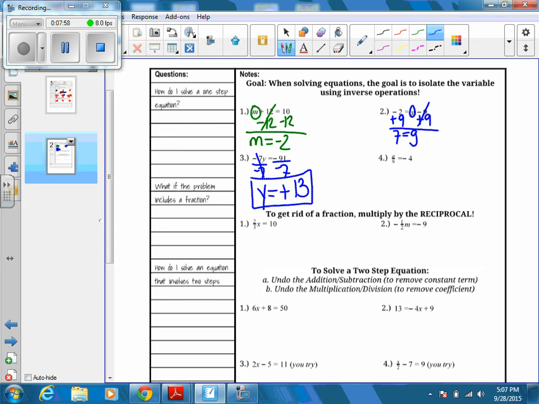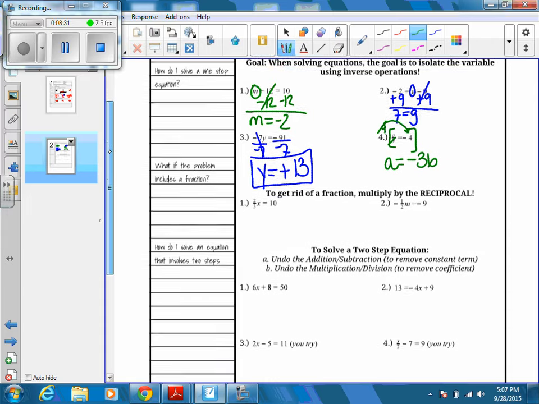And last but not least, let's look at number 4. Number 4 says that a is being divided by 9. So in order to get that by itself, I need to multiply the entire thing by 9. If I multiply the first part by 9, they cancel, and I get a is equal to, but I still need to multiply that 9 by whatever's on the other side of my parentheses. So I get 9 times negative 4, which is negative 36.